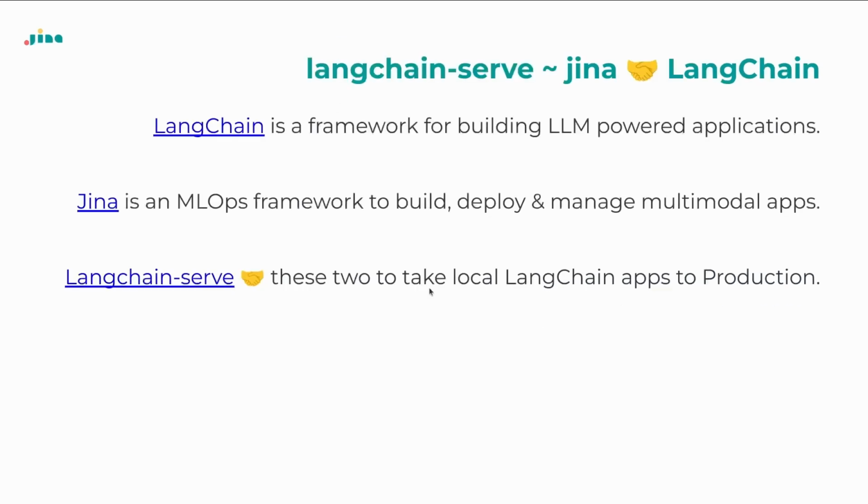All right, so what is LangChain-serve? The goal behind LangChain-serve is to take users' local LangChain-based apps to the cloud without sacrificing the ease of development that LangChain already provides. LangChain-serve basically uses Jina to achieve this. For members of the audience who are not aware of what Jina is, it is an MLOps framework to build, deploy, and manage multimodal applications. LangChain-serve is available on PyPI. You can install it using pip install langchain-serve.